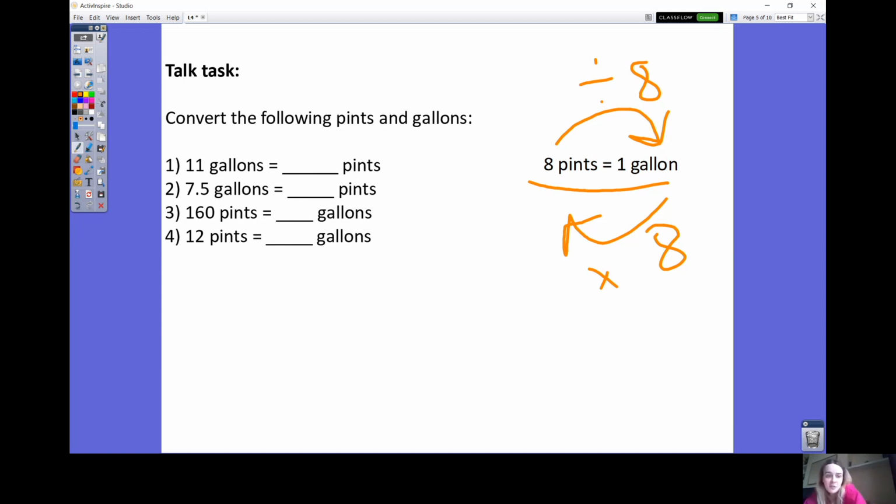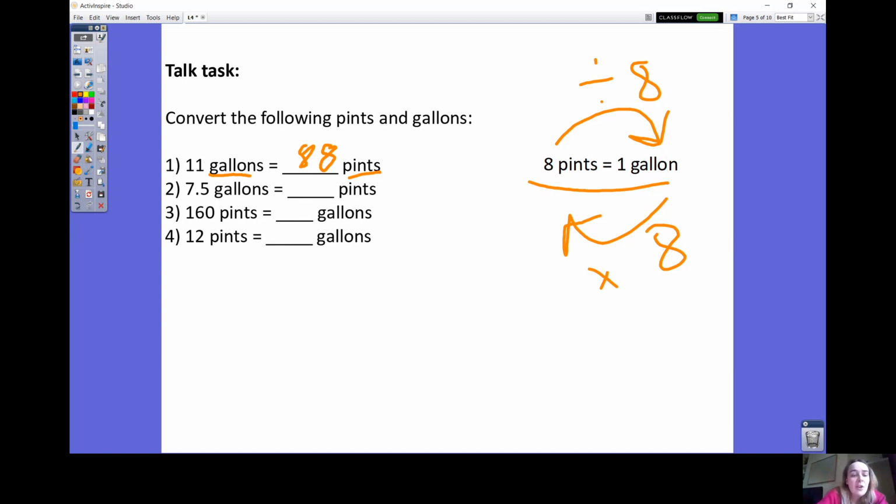So hopefully you had the opportunity to pause the video there. I'll go through the answers now. For the first one, you need to first of all work out what you're converting, and you're converting gallons to pints. Look over here, you're going from gallons to pints, so you need to multiply by 8 for this first one. 11 multiplied by 8 is equal to 88 pints. So 11 gallons is equal to 88 pints.